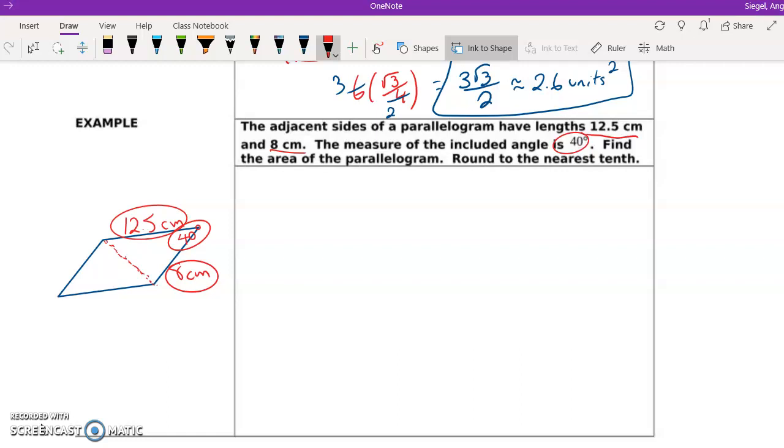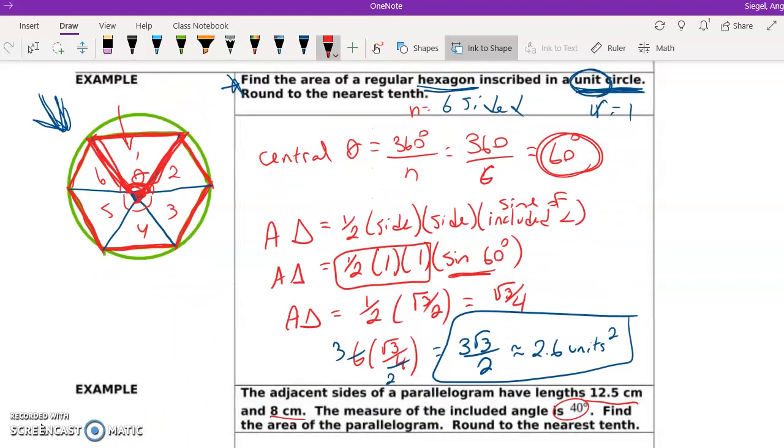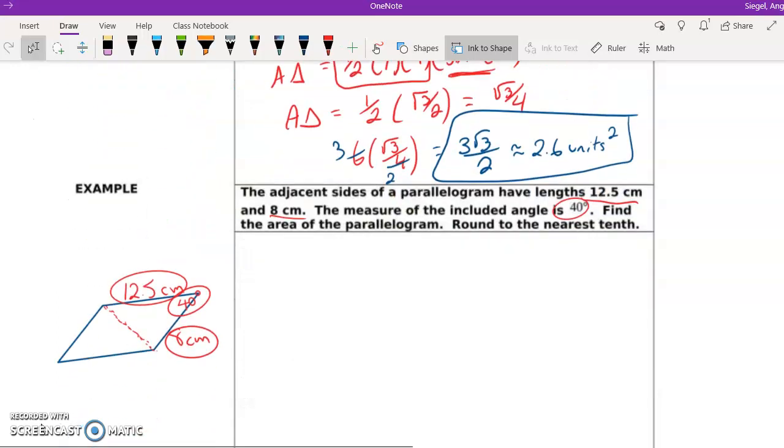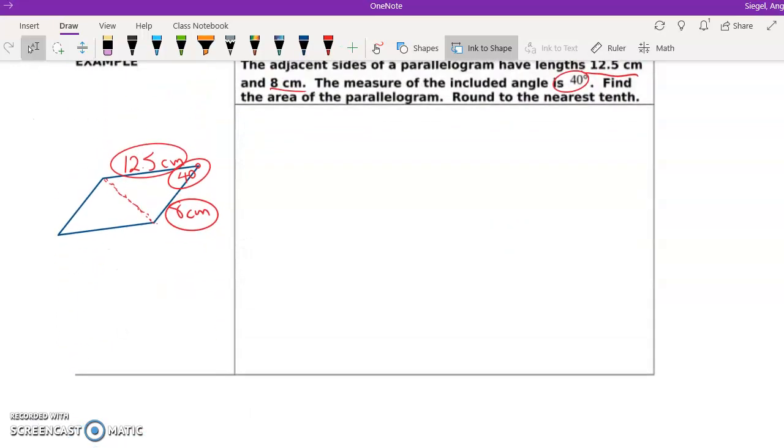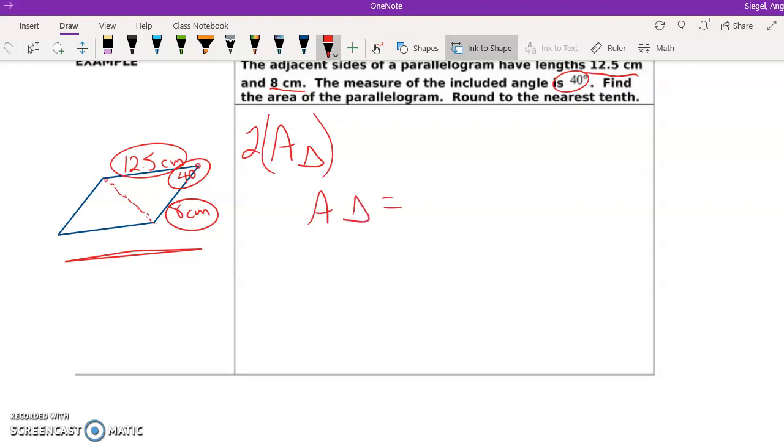If you'll notice, this is very similar to the hexagon. That has 6 triangles. This has 2 triangles. Same concept. So if I use the area of a triangle formula and multiply it times 2, I have the area of all of this. So that's our game plan here. So I'm going to say 1/2 times 12.5 times 8 times sine of the included angle.